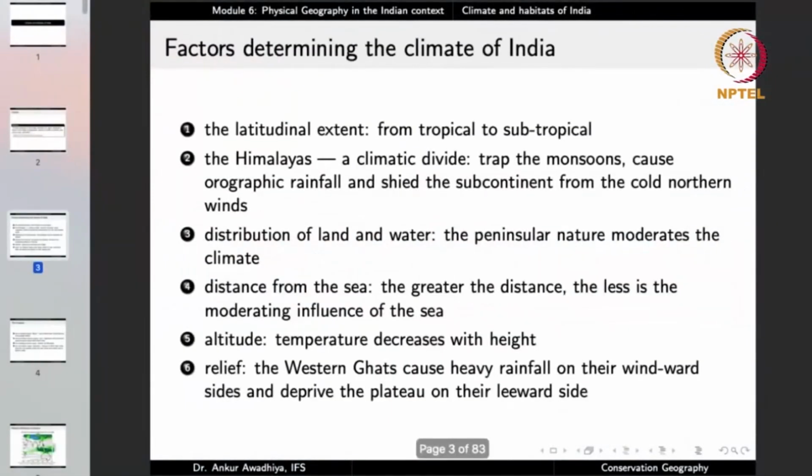Towards the west, we have the Thar Desert, where we have the Aravalli Hills, which are located in the southwest to northeast direction. And that has also got a lot of bearing on this area receiving a lesser amount of rainfall. So, if we look at the conditions of climate, there are several factors that determine the climate of India. The first is the latitudinal extent. So, we saw that the southern portion of India is a tropical area and the northern portion becomes subtropical.